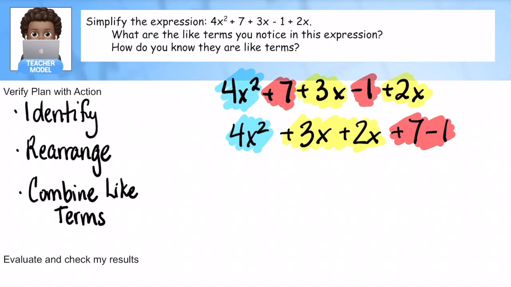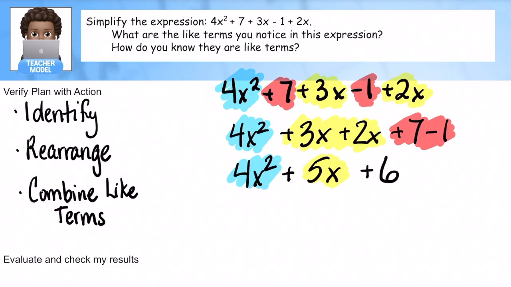And so the first one is easy. 4x squared, still 1 term. I'll leave it blue just for consistency's sake. And 3x plus 2x. Well, I have 3 x's and I add another 2 x's. Now I have altogether 5x. So I've simplified this to 1 term, which is what we want. And now 7 minus 1. So positive 7 plus a negative 1. I have positive 6.